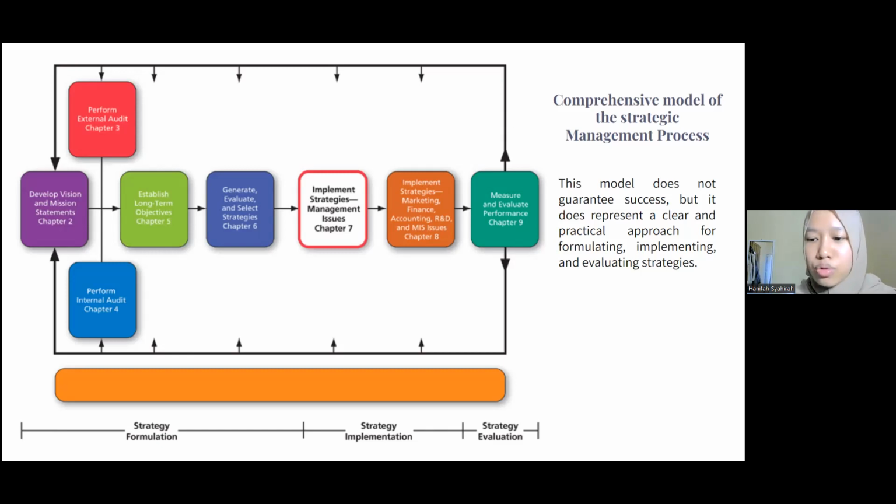And after the strategy implementation, we get to the strategy evaluation. Based on the implementation that we have done together across the functions, we need to evaluate whether the implementation was done well or poorly. If it was done well, what kind of outcomes do we get from it? But if we did it badly, what kind of thing do we need to do better in the next step in the future? So that is how the comprehensive model of the strategic management process works, basically in three steps: formulating, implementing, and evaluating the strategy.